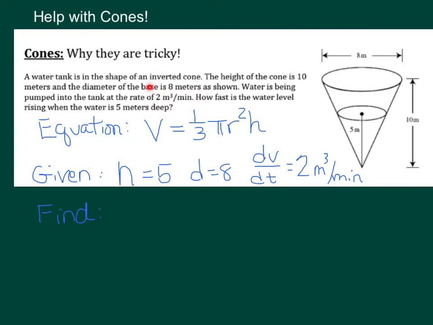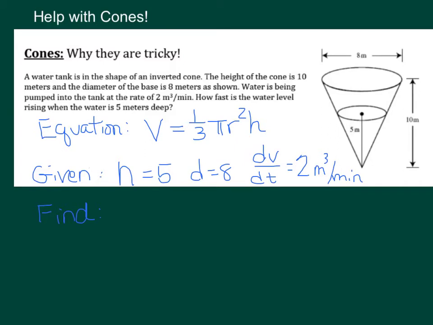So a couple of things that I've already written down just to get them out of the way. We know that we have our volume equation. That's what we're going to be using to get our related rates equation. And our given information is that for the h value of 5, we have a cone that has a diameter of 8, and we know that dV/dt is 2 cubic meters per minute.